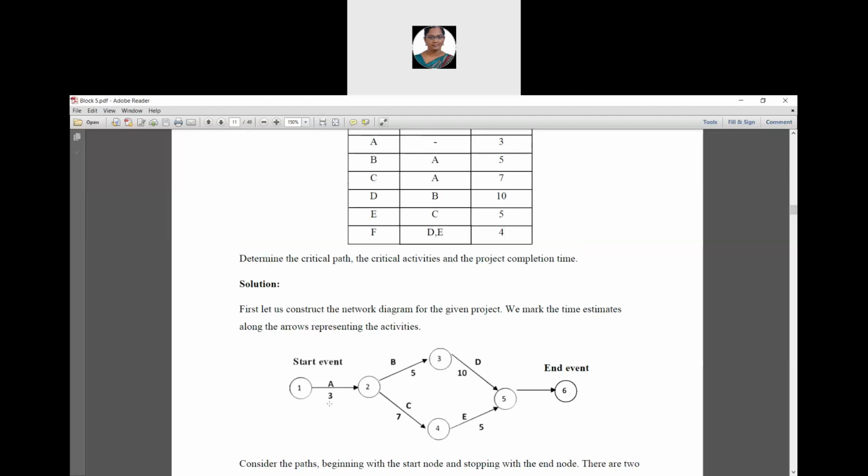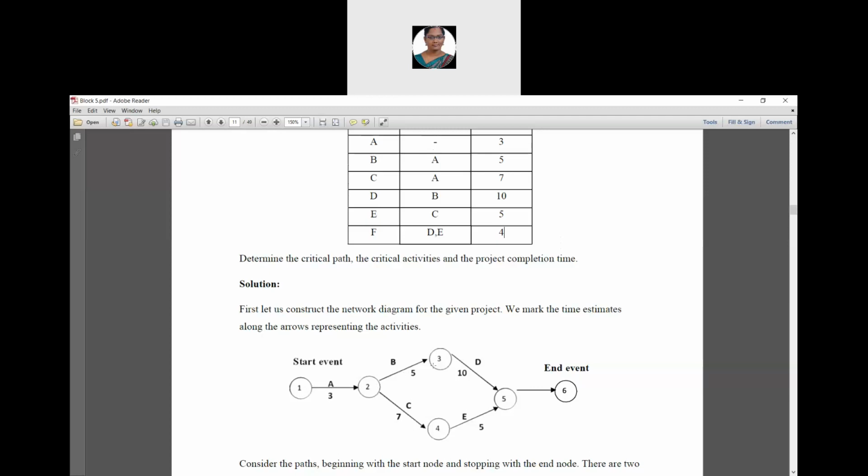So we have to draw a path between 1 and 2. The directed arrow is called a path. Okay. So we have to draw a path between 1 and 2. Its activity name is A and its time duration value for A is 3 weeks. Okay.